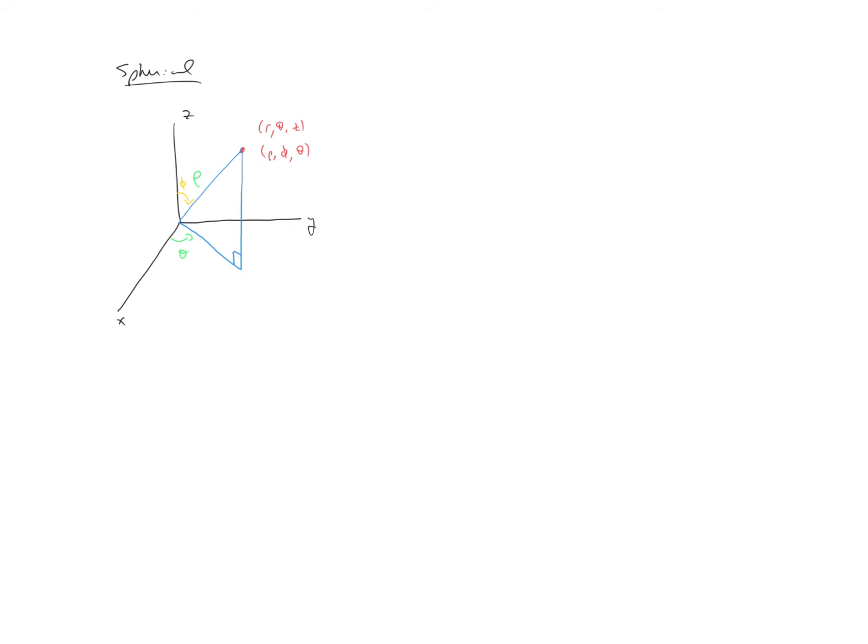Okay, so we'll talk about this when we get into more pictures as well, but just remember that phi starts here and drops down, and then the theta comes around as it would have for cylindrical coordinates.